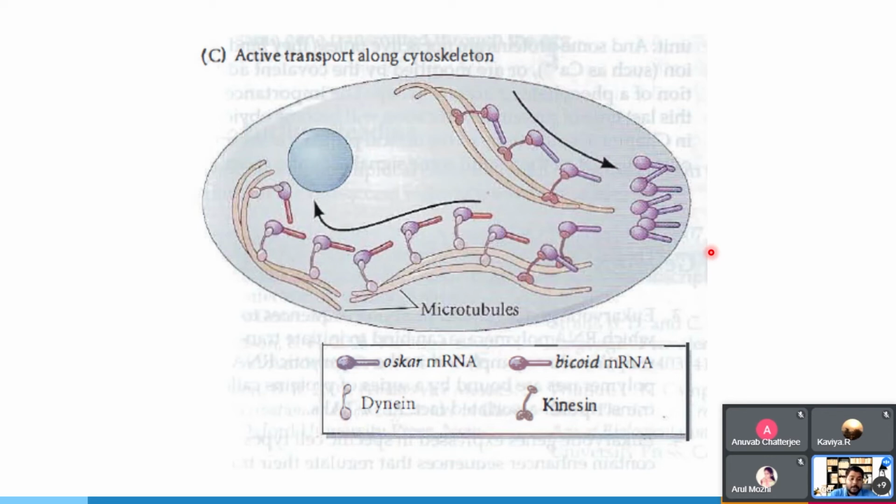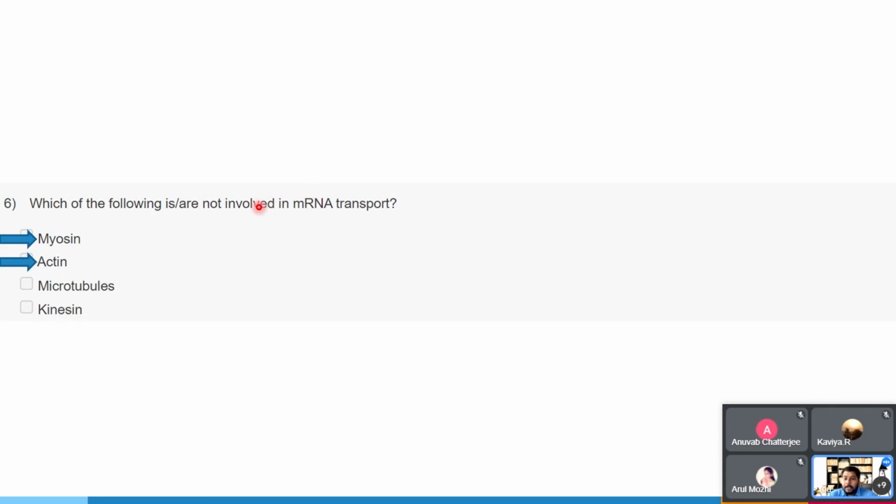How specific mRNAs and specific proteins such as bicoid, caudal, are present that help in distinguishing the anterior and posterior fates in the Drosophila embryo. So the answer to which of the following are not involved in mRNA transport is myosin and actin. Microtubules, kinesin, and dynein are involved.